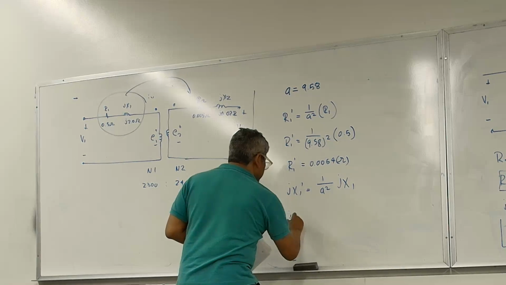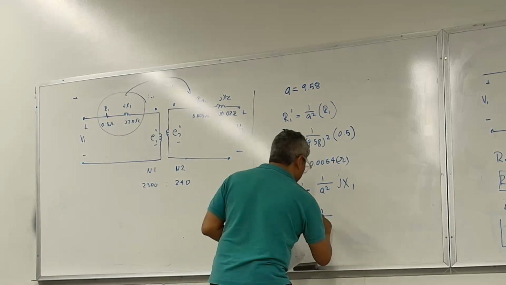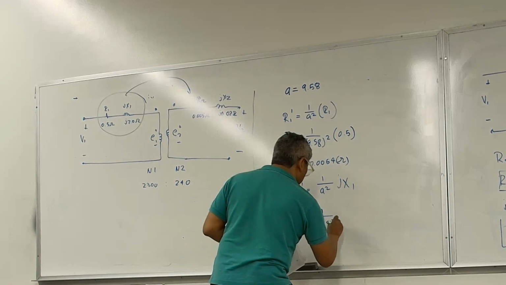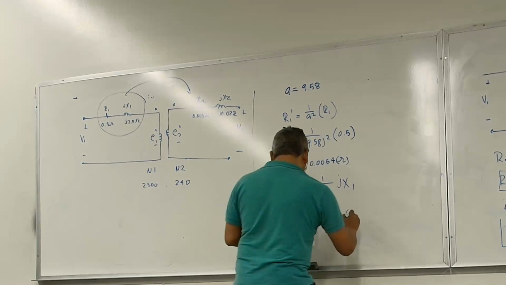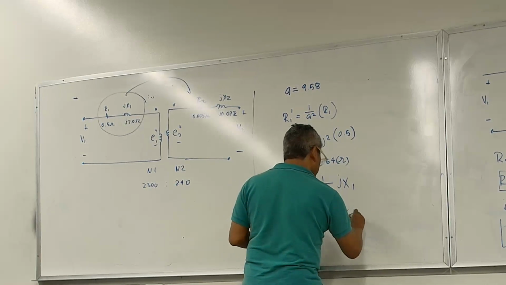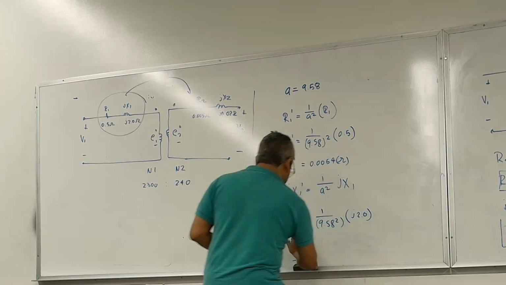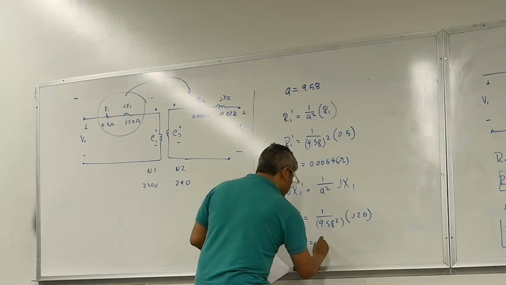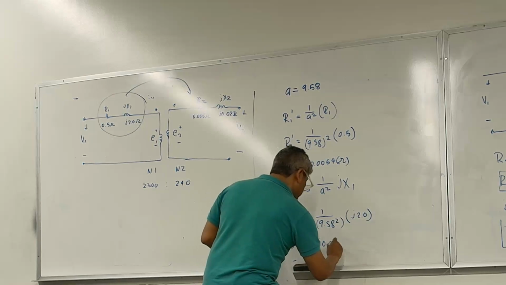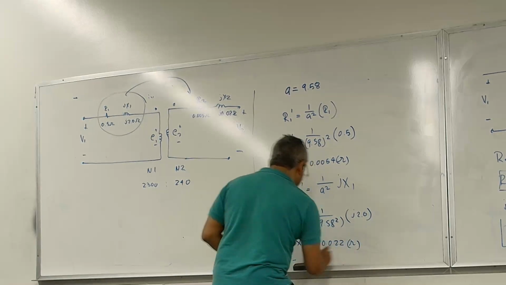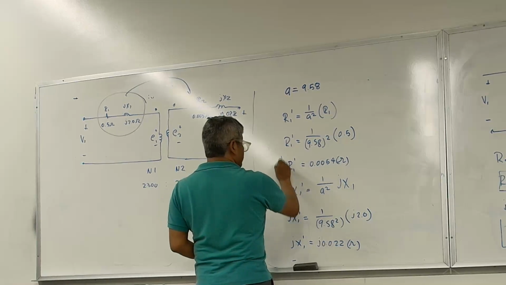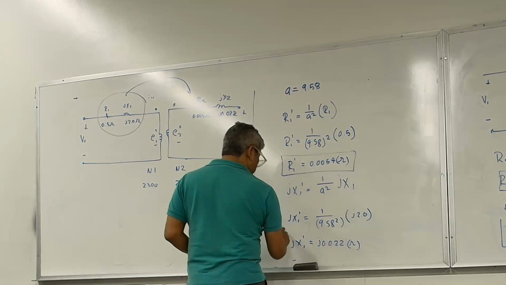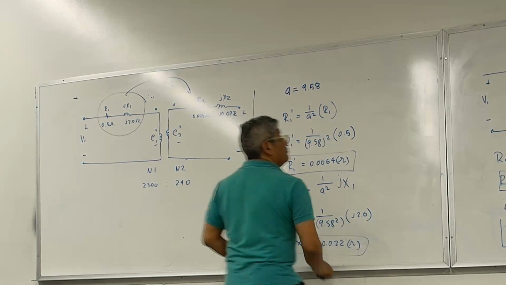So jX1 prime is equal to 1 over 9.58 again squared times, what was that, j2.0. So jX1 prime is equal to j0.022 ohms. Okay, so we got this value and then this value. Then we're going to build this model.